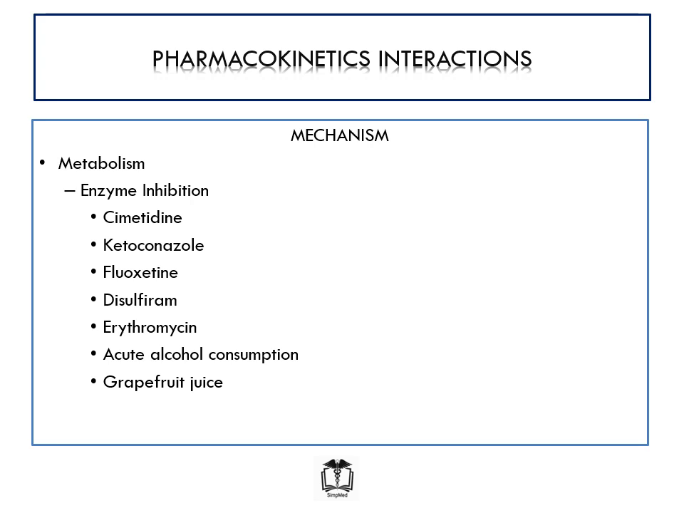Examples of drugs in history categorized as enzyme inhibitors are drugs like cimetidine, ketoconazole, fluoxetine, which is typically used in treating depression, disulfiram, erythromycin, acute alcohol consumption, and the use of grapefruit juice.